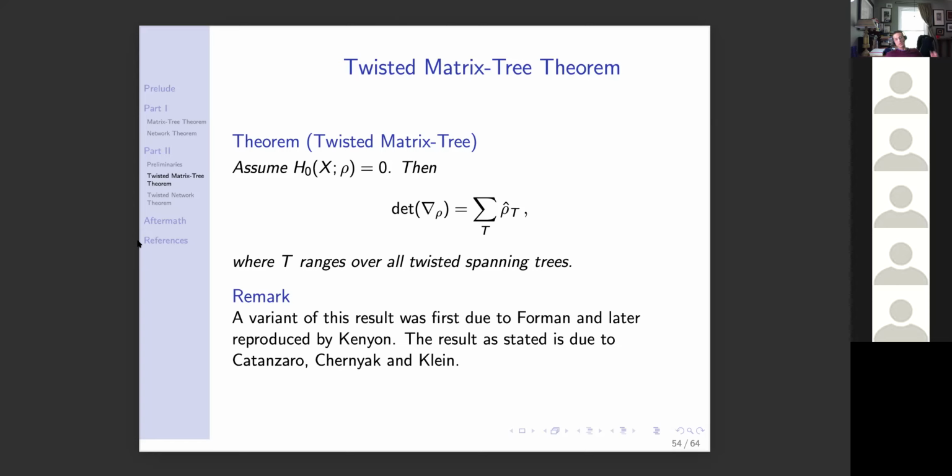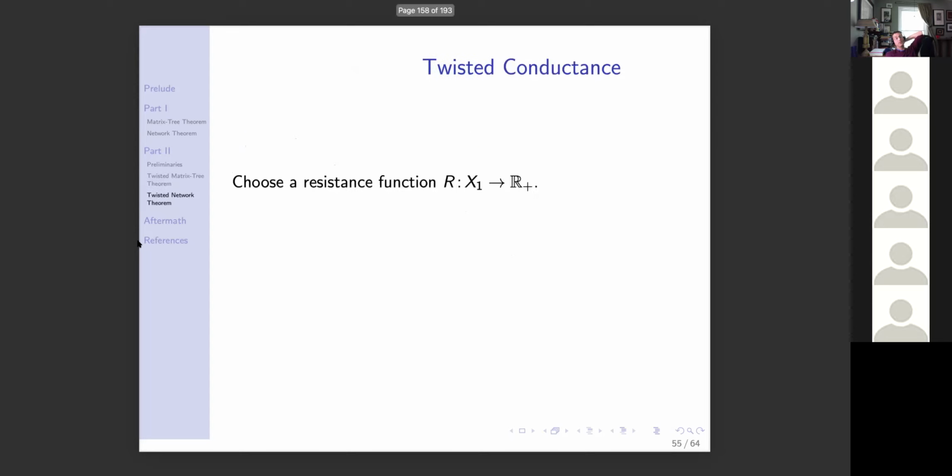A variant of this result was first due to Foreman and later reproduced by Kenyon, but it wasn't stated in this way, and their sum was a different sum. It was a larger sum. The result is stated as due to us. And this was proved in 2013. It appeared in 2013, this paper.